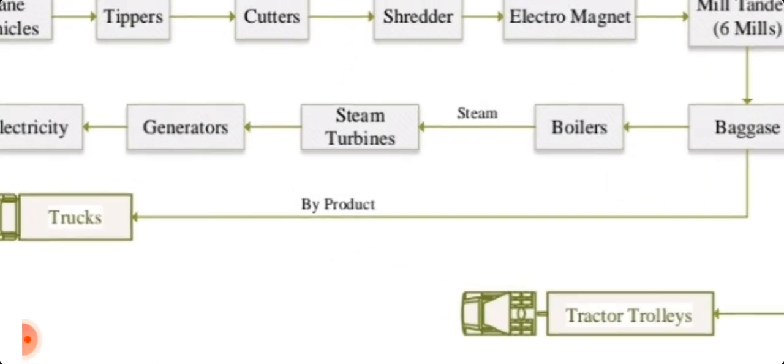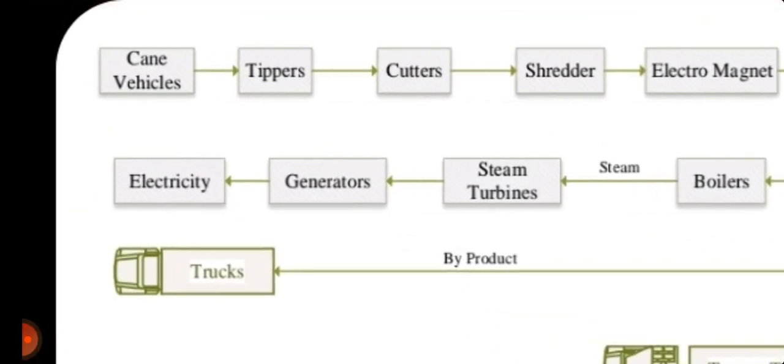So the first step involved is cane vessels. Cane vessels bring the sugar cane from the yields. Farmers basically take it to the sugar industries, and different kinds of vessels are used. You can also say trucks, trolleys, and small carts, etc. are used for this purpose.